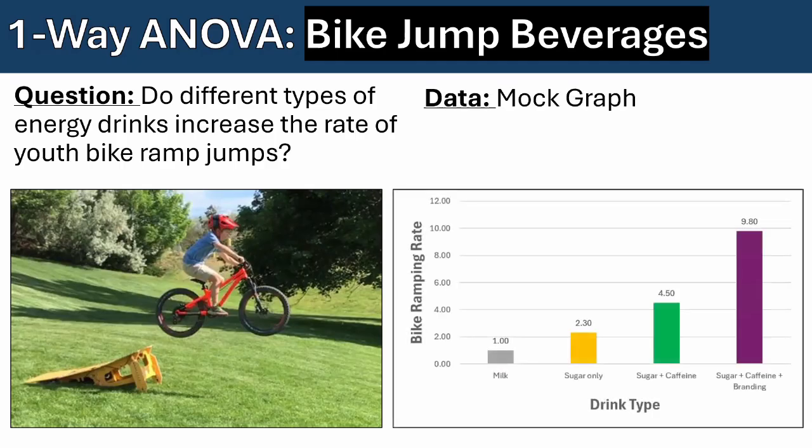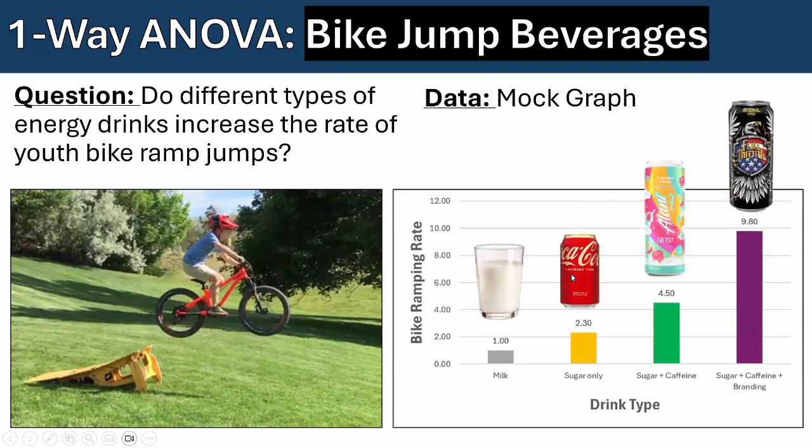And so I've created a mock graph where the Y variable is the bike ramping rate and then the drink type. So sort of our negative control is something bland like milk. Then maybe we have a sugar only treatment, a sugar and caffeine treatment, and then a sugar, caffeine, and branding treatment, with the Eagle, the full throttle, much more bike rampy than even just the sugar and caffeine, but otherwise branding agnostic type of drink.